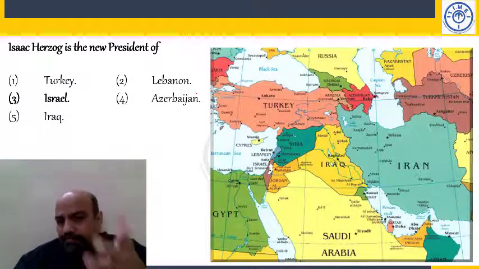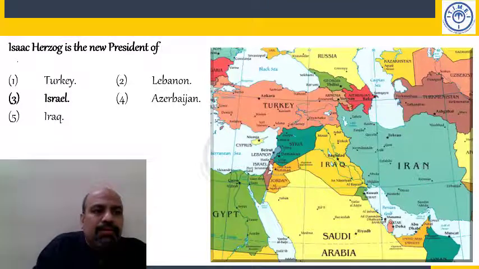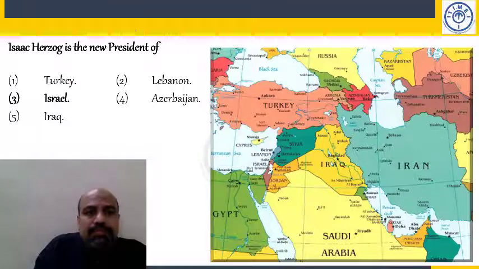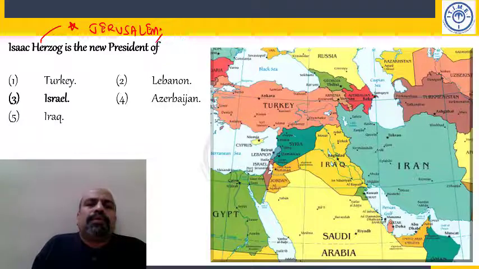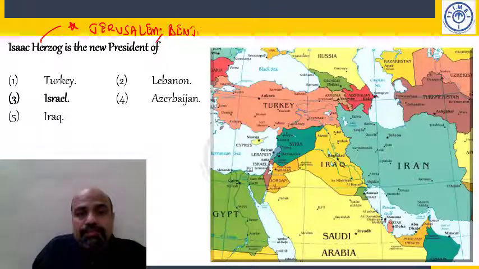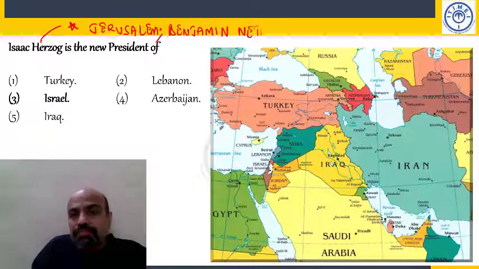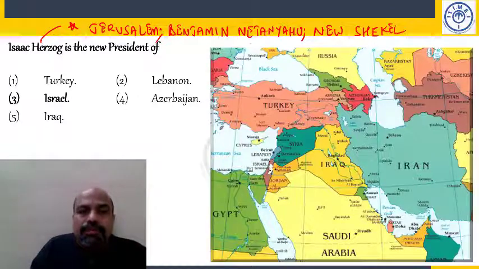Isaac Herzog is the new president of, well, you see there, Israel. Israel's current prime minister, you can write this, Israel dash. Oh, you want all the details. Okay, chalo, ek kaam karte hain. Israel ke baare mein likhte hain. Israel, the capital, Jerusalem. Prime Minister, for now, as of today, it's Benjamin Netanyahu, but most likely will change in the days to come. Benjamin Netanyahu is not able to form the government. Okay, the currency is new shekel. So this is the PM Netanyahu, currency new shekel, Jerusalem is the capital.